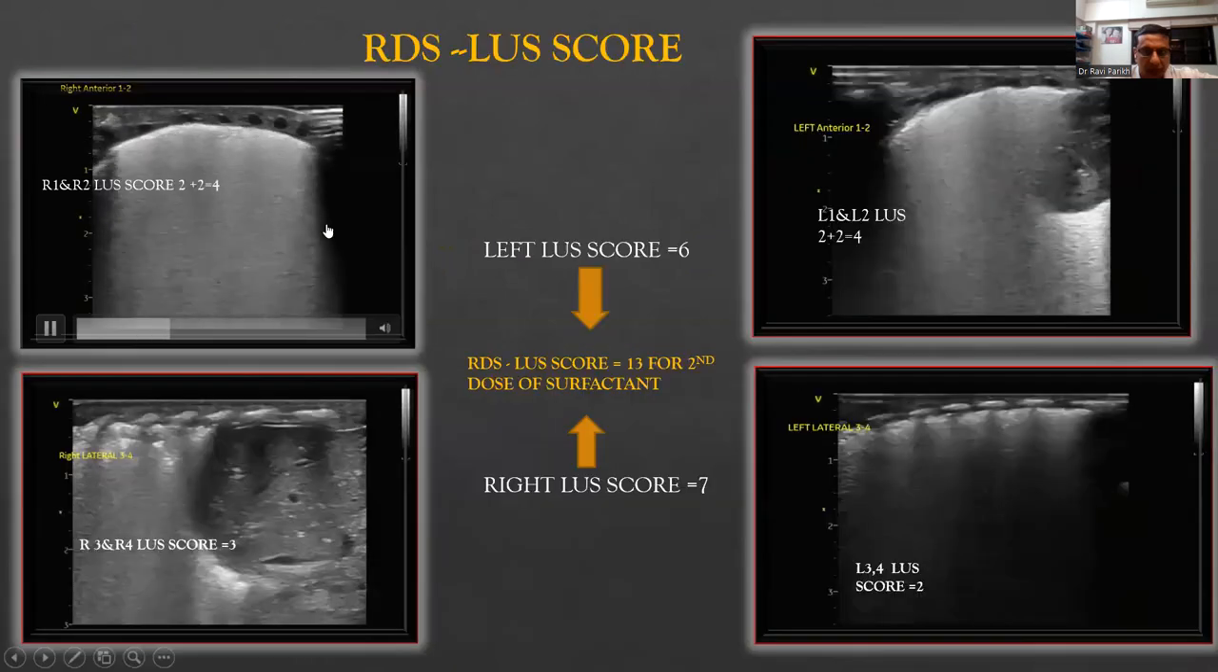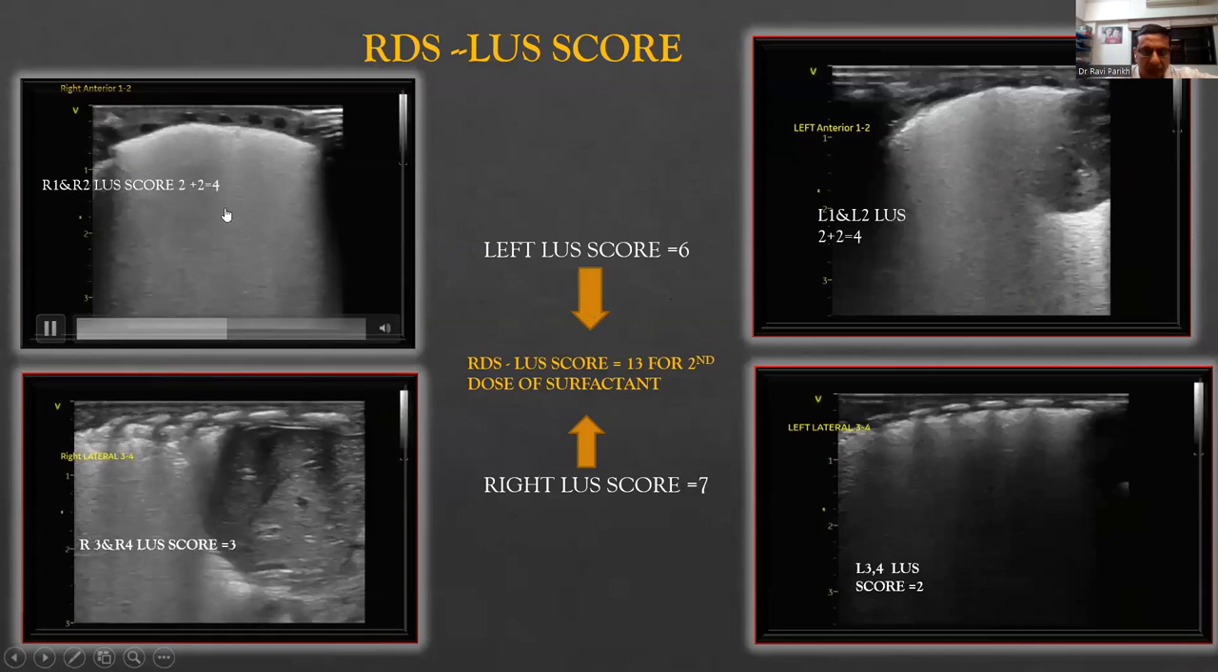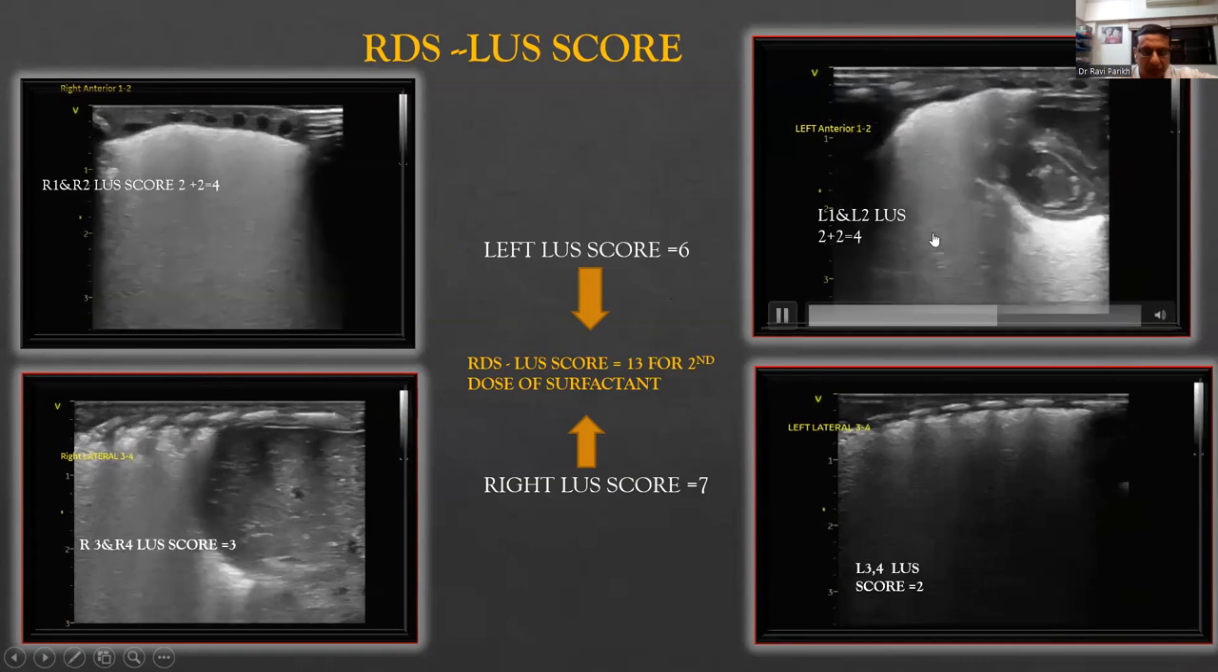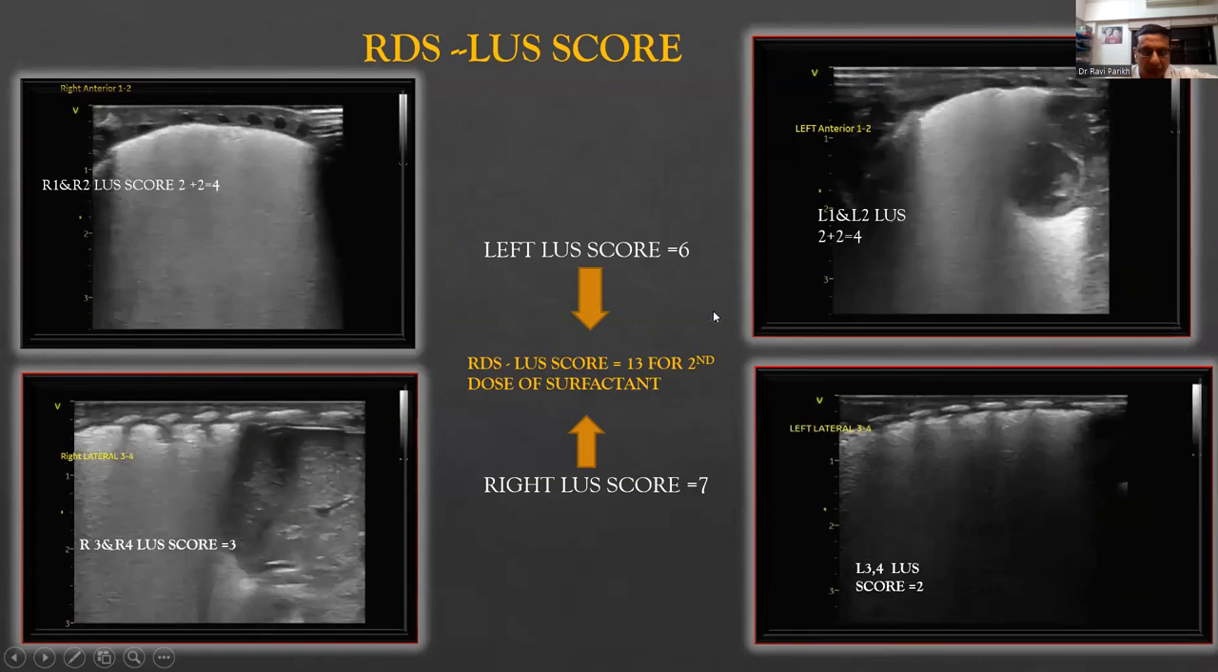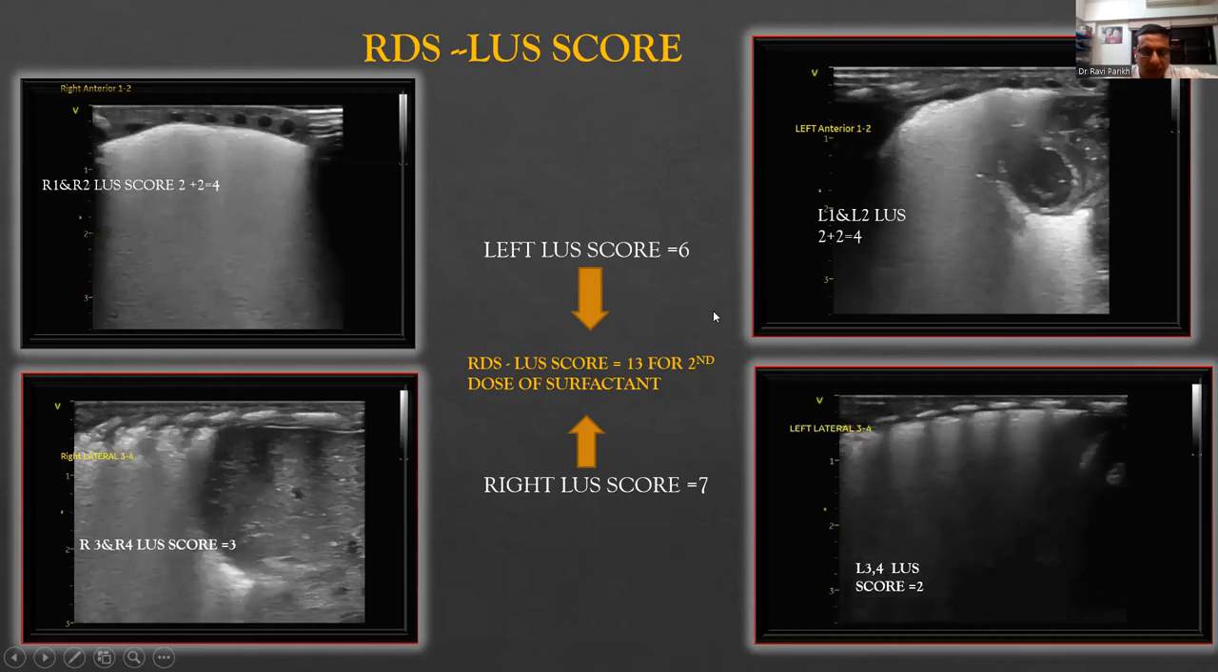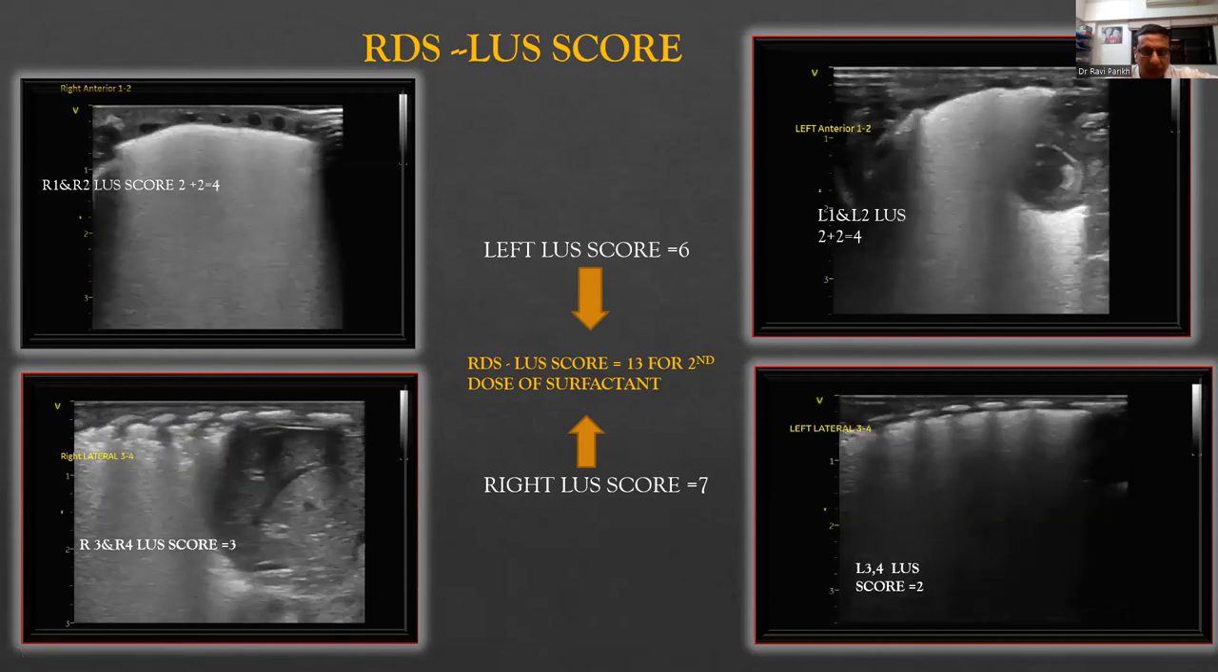Beautiful images, sir. This is a score. We did it before. This is 4. This is 3, it's 7. Yep. 2 and 2. 4 and 2, 6, total 13. Really, today, now this is day 4 of age of the baby.